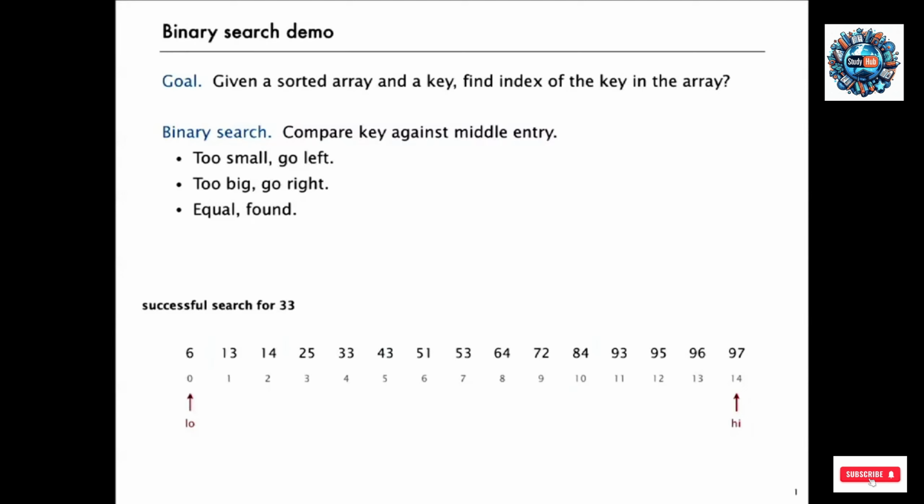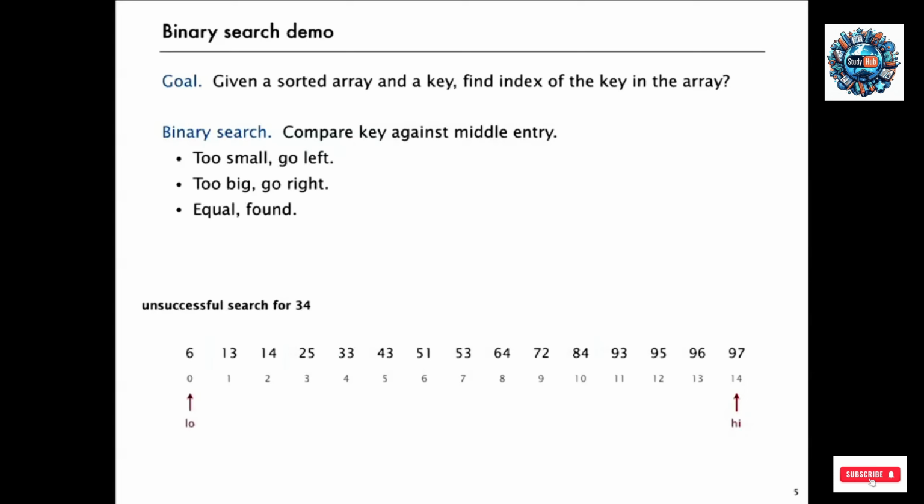So we're looking for 33 in this array. We compare it against the middle entry in the array, 53, and it's less, so we go left. So now we can concentrate just on the left half of the array. Now we look in the middle of this half, that's 25, 33 is bigger, so we go right. Now we concentrate on the right half of the left half, and we have a smaller subarray. Look at the middle, 33 is less, so we go left. And now we have only the one element to look at, and we found our key 33 in the array, and we return that index 4.